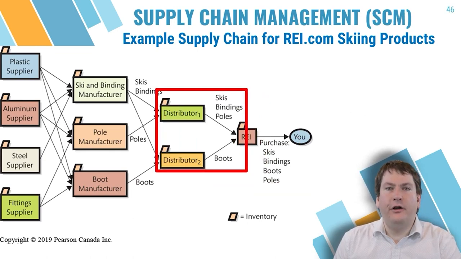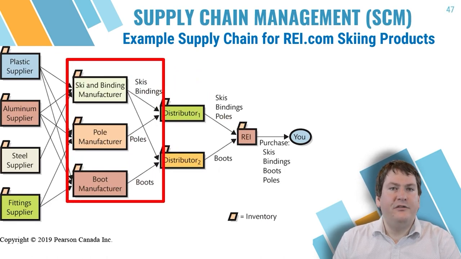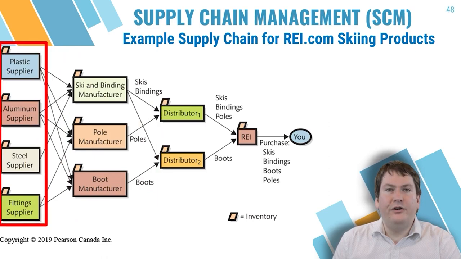The goods you purchased are in turn purchased from distributors. REI is simply a retailer and does not create their own products. In this example, the skis, bindings, and poles were purchased from Distributor 1, and the boots from Distributor 2. Distributors in turn purchase the equipment from manufacturers, who in turn purchase raw materials from suppliers.